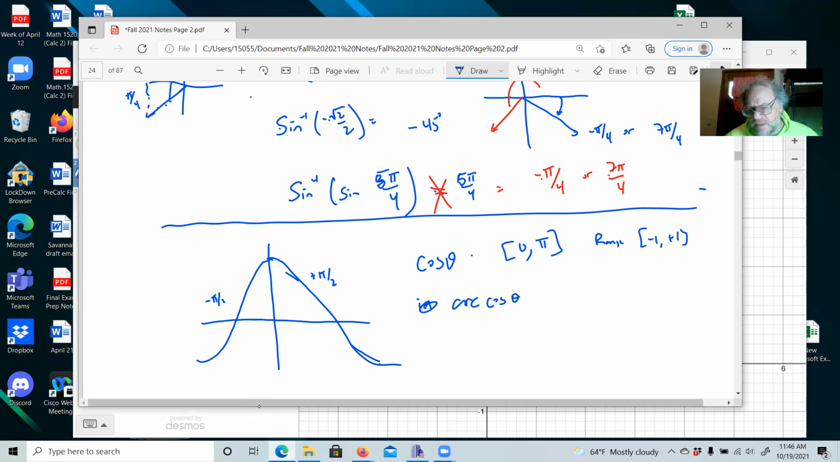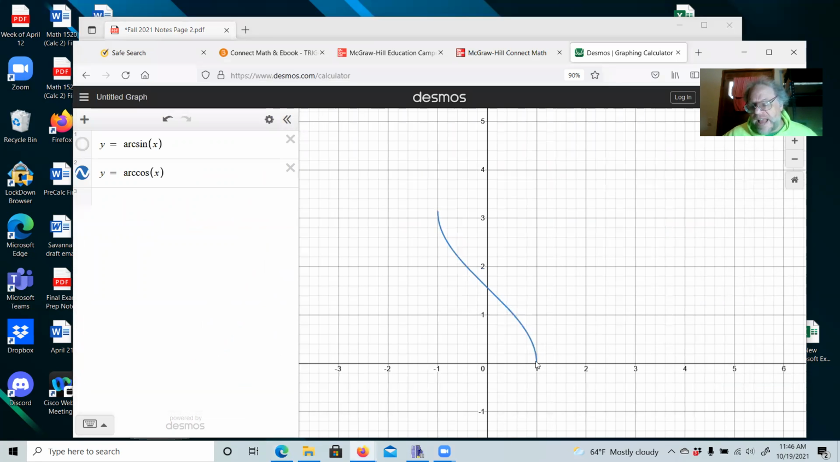Arc cosine: the domain is still -1 to 1, but the range is 0 to pi. So here we're working in quadrants 1 and 2. We're working here and here. So again, if it gives you an angle that's in quadrant 3 or quadrant 4, you're going to have to reconstruct this to get the angle that you actually are looking for.